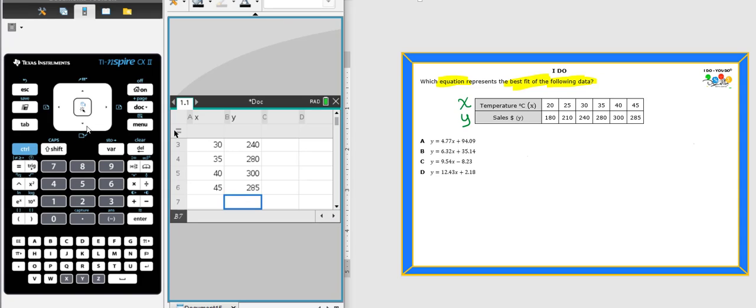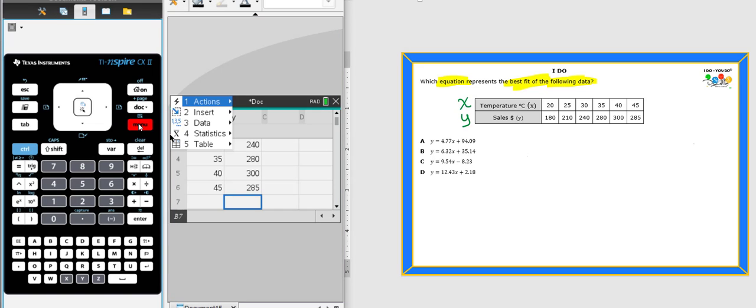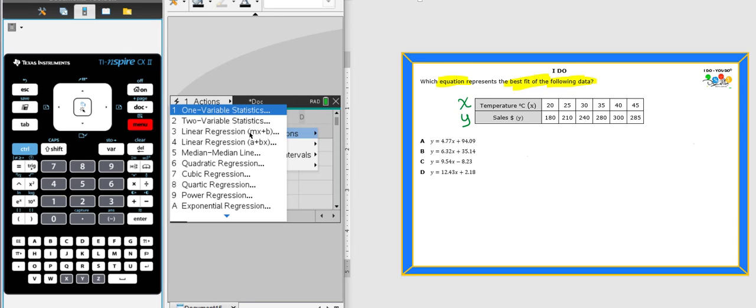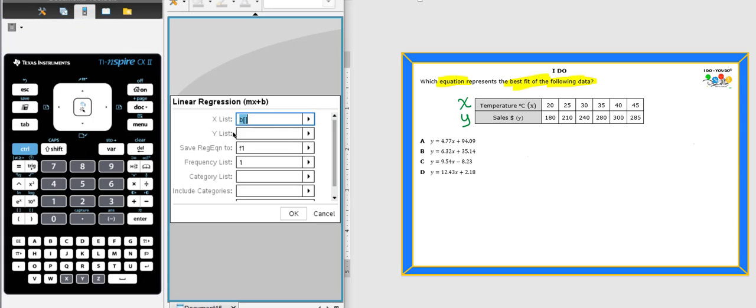And now we're going to go to the calculator. So where do I go? Well, we're going to go to menu, then statistics, and then stat calculations. Now there are a lot of other ways that you might be able to do it, but I'm following the one that we've been using for this section. I am going to go to linear regression, and of course I need the mx plus b, because I know that this one is linear.